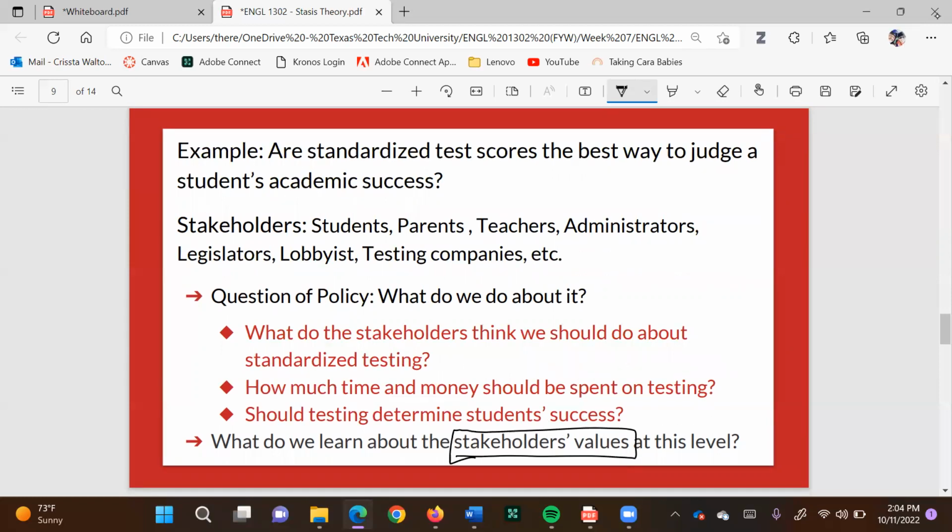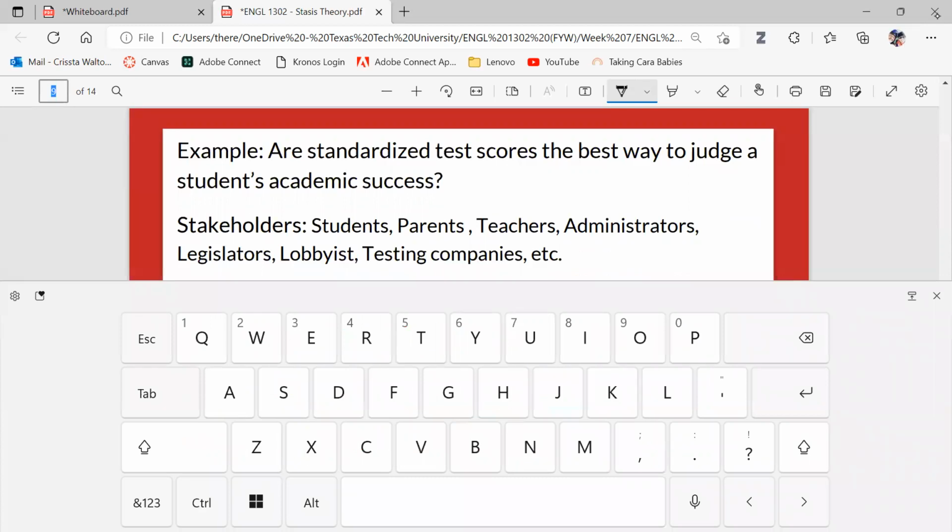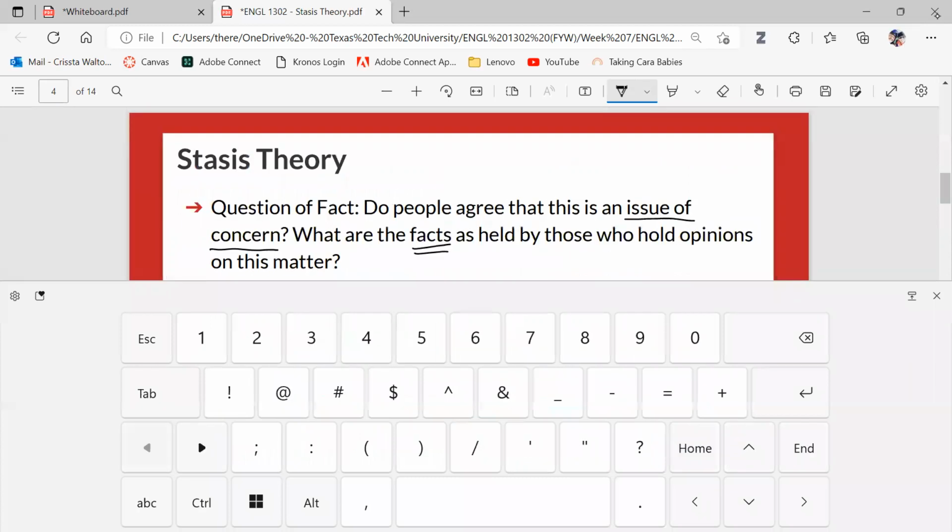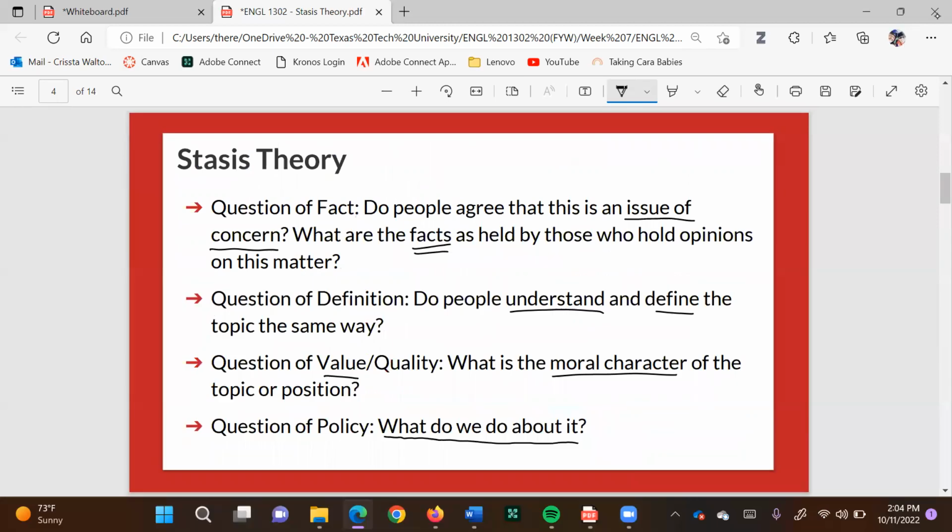The most important thing to note about stasis theory is that it has to operate sequentially. So if you have two stakeholders who disagree on a level of fact, then that equals no stasis. However, if you have two stakeholders who have been in discussion of terms, then they would have stasis on the level of definition.